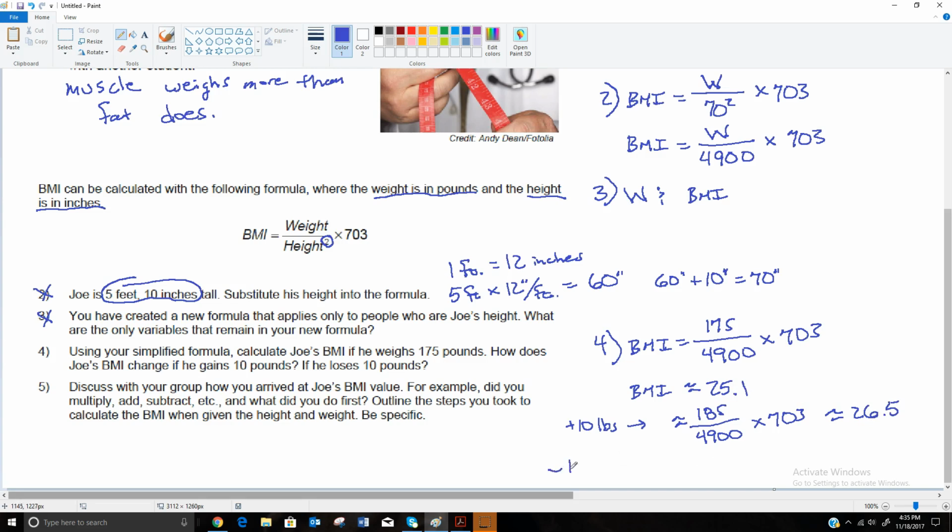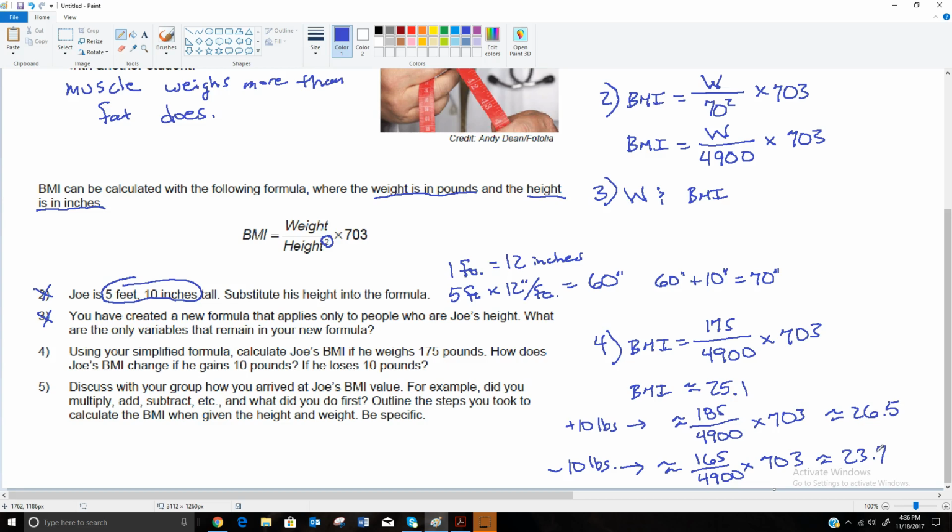If he loses 10 pounds, not from the 185, of course, because that would get us right back to the 175. They mean from the 175 if he loses 10 pounds. That would put him at 165 divided by 4,900 times 703. And that would put him at roughly 23.7. So obviously if his weight goes down, his BMI goes down, and if his weight goes up, his BMI goes up.